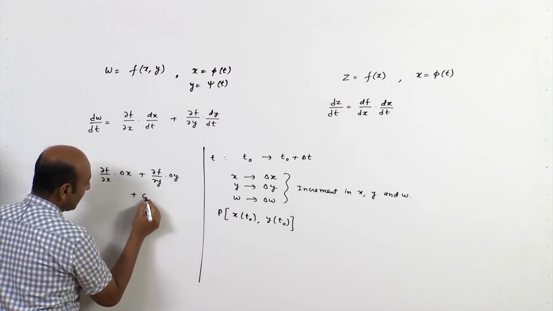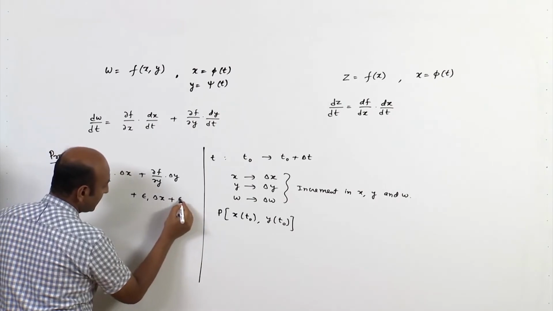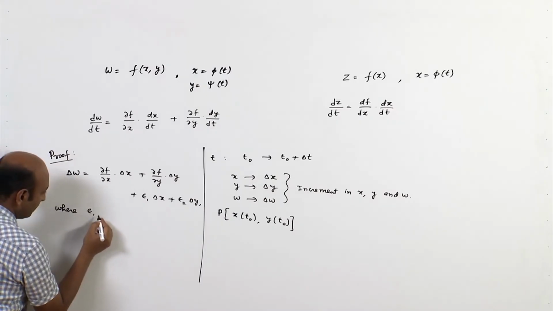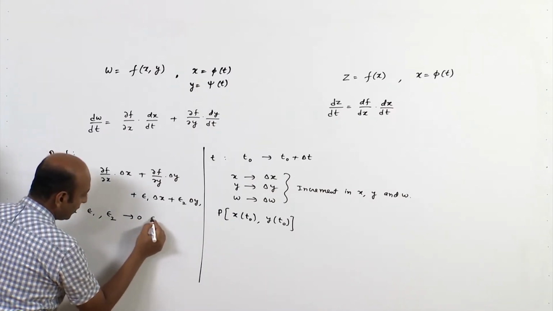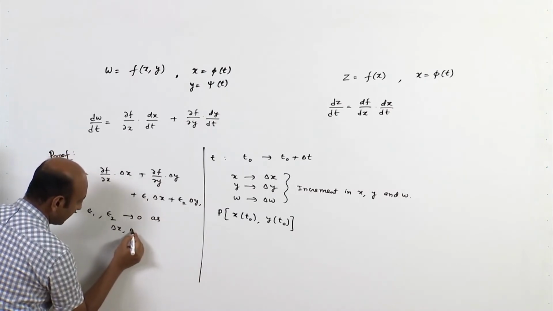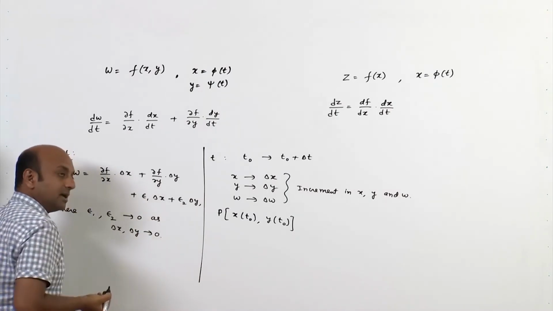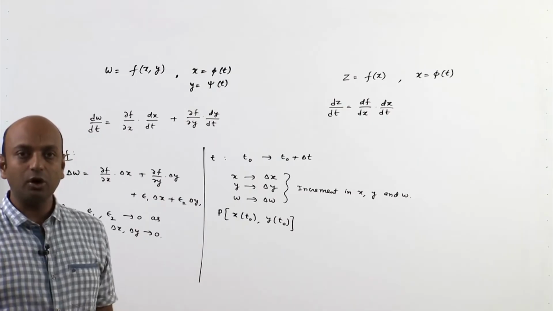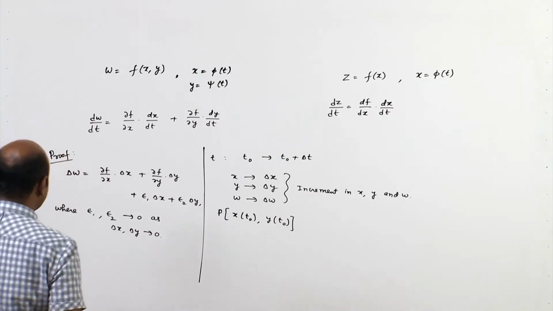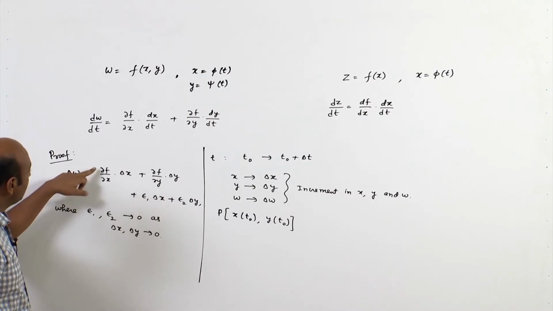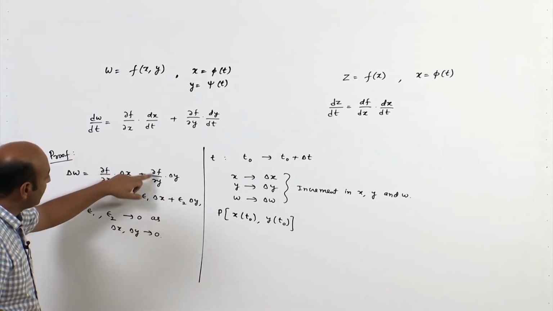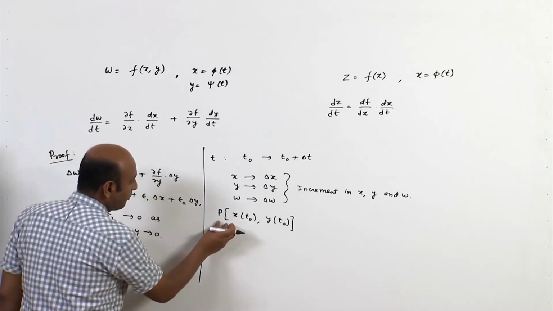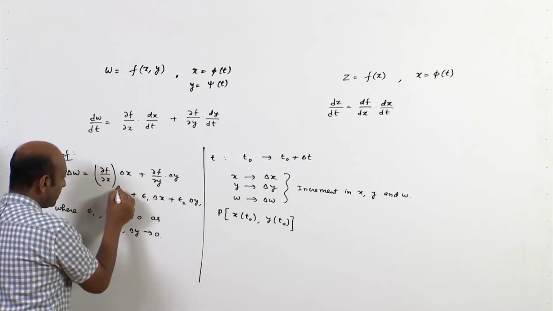Plus epsilon 1 into delta x plus epsilon 2 into delta y, where epsilon 1 and epsilon 2 both tend to 0 as delta x and delta y tend to 0. This is by the definition of differentiability, because we are taking w as a differentiable function of x and y. So we can easily write delta w as del f by del x into delta x plus del f by del y into delta y, plus these epsilon terms, and we are taking the derivatives at the point P.